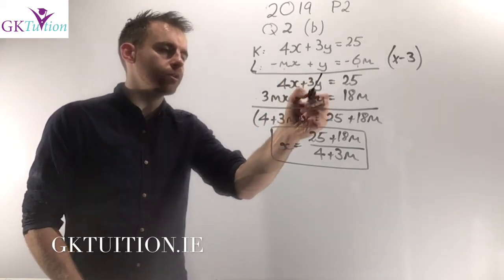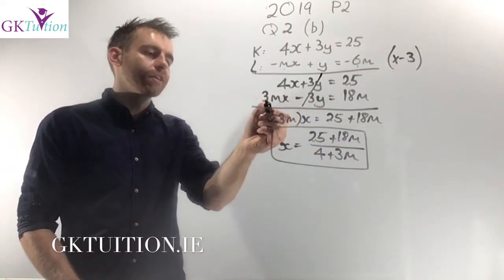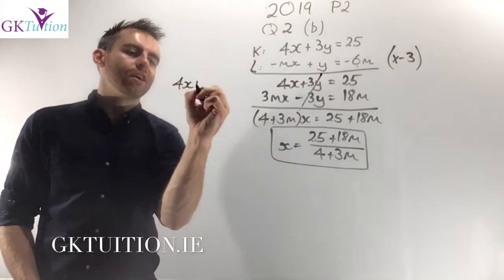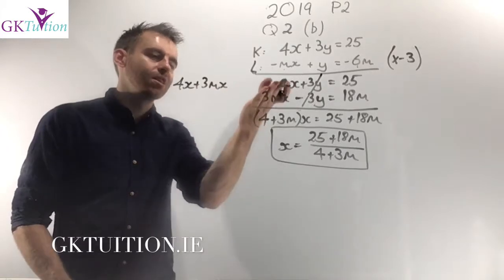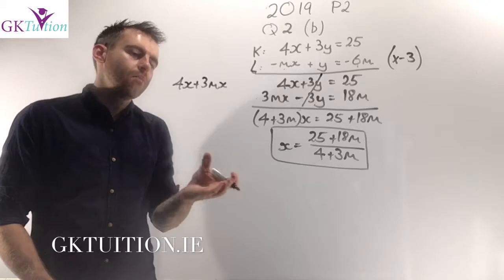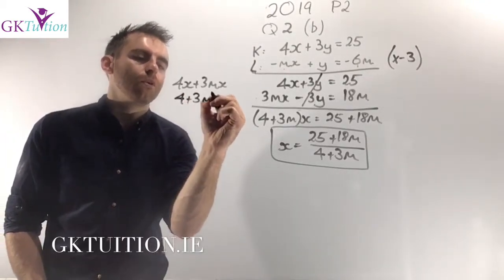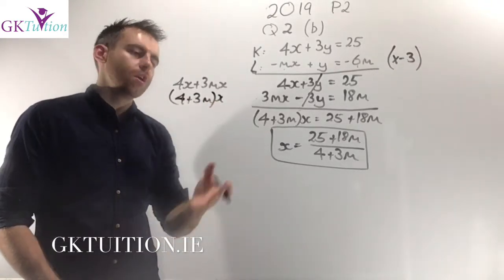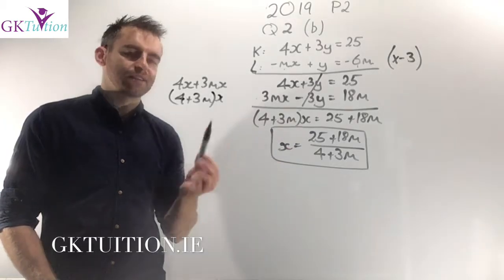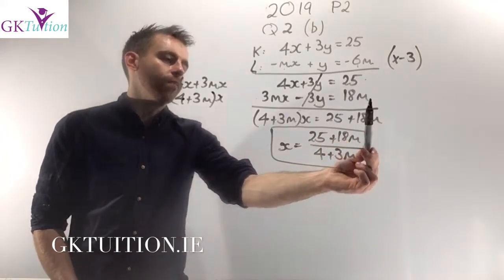Plus 3y and minus 3y cancel each other out. If you add your x's together, you have 4x plus 3mx. If you're unsure on this, these aren't like terms, so I can't actually add them together. All I could do is write them as 4x plus 3mx. But the nicest way to leave this is to factorize out your x and call it 4 plus 3m times x. So that's what I've done here: 4x plus 3mx is 4 plus 3m times x. And that's equal to, because the y's are gone, 25 plus 18m.